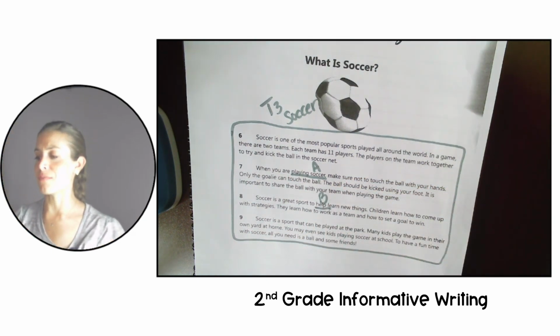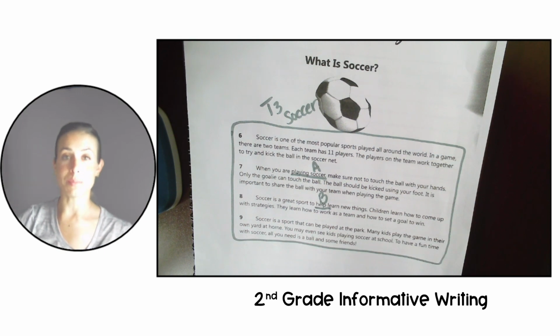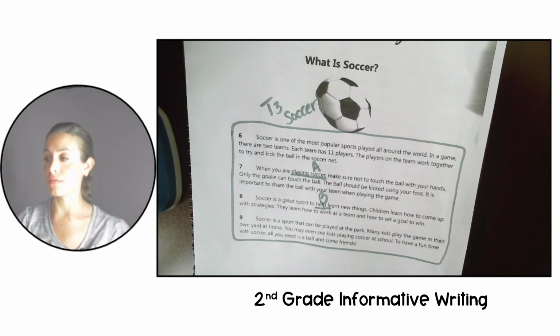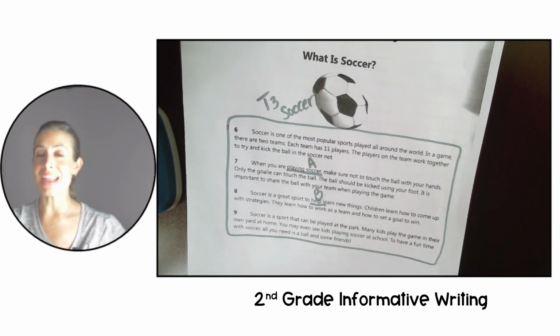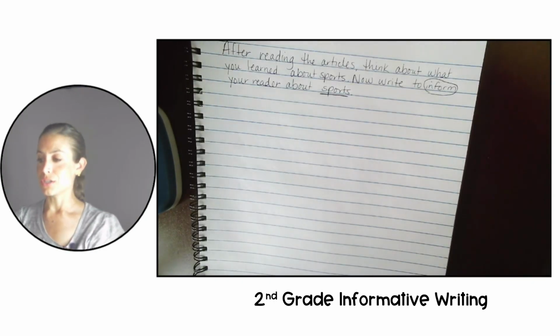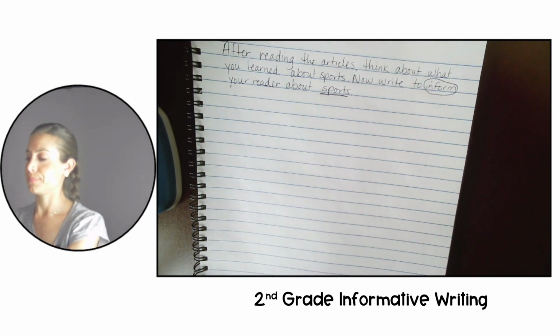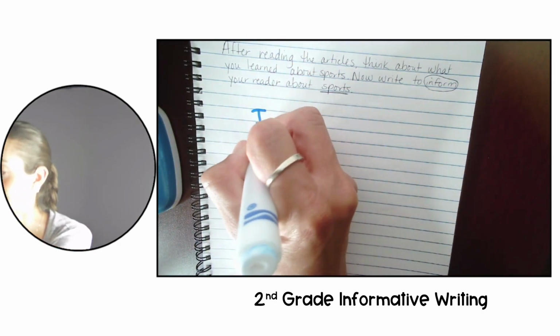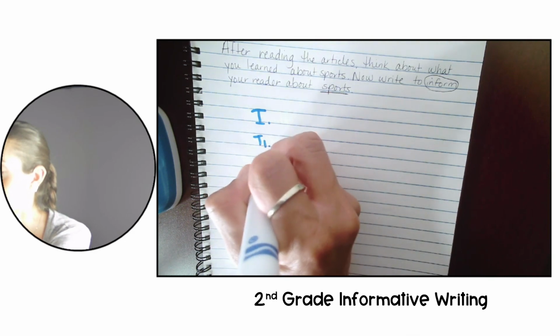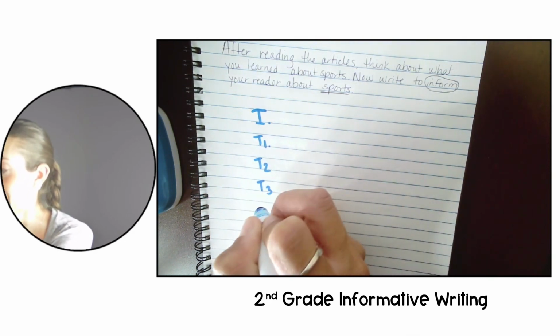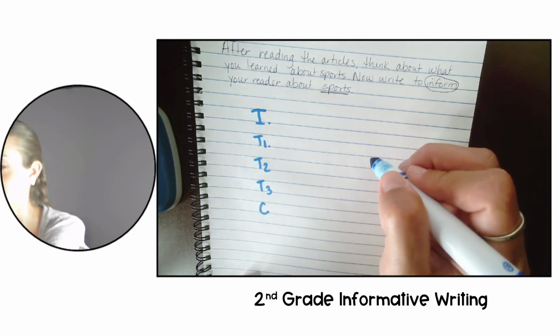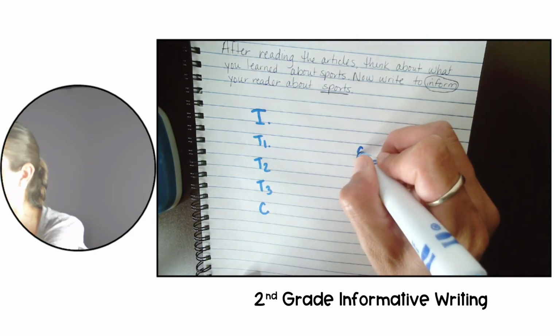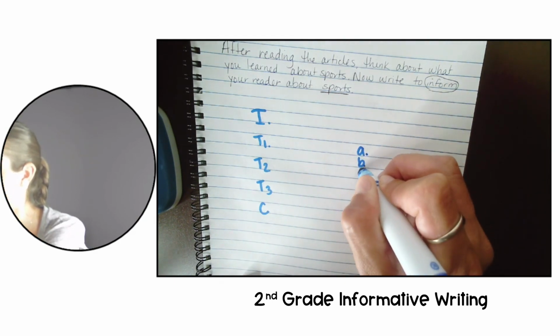So once I have my T1, my T2, and my T3 all boxed off, and I have my A's and B's, my details for each of my topics, then I can fill in my outline. So I need to create an ITC outline. So I, T1, T2, T3, and C. Remember, T stands for topics. And then we have our A, B for each one.